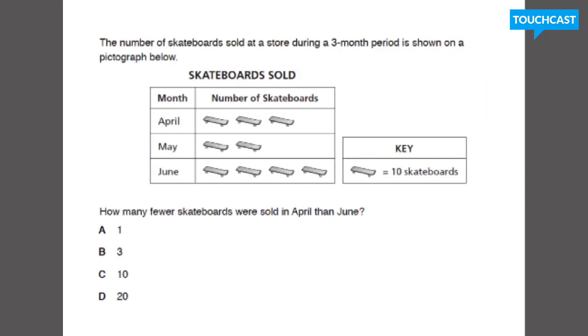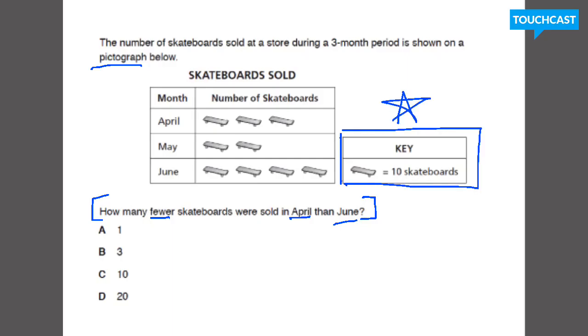Now that we've looked at some pictographs, we have a clearer idea what to do. The number of skateboards sold at a store during a 3-month period is shown on the pictograph below. There's that word, pictograph. How many fewer skateboards were sold in April than in June? And we have our key right here. That tells us 1 skateboard right here equals 10 skateboards. Pause this video and figure out how many fewer skateboards were sold in April than June.